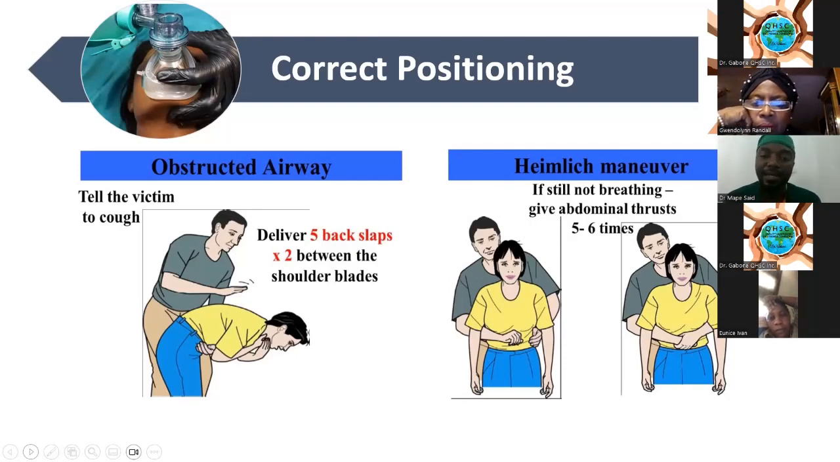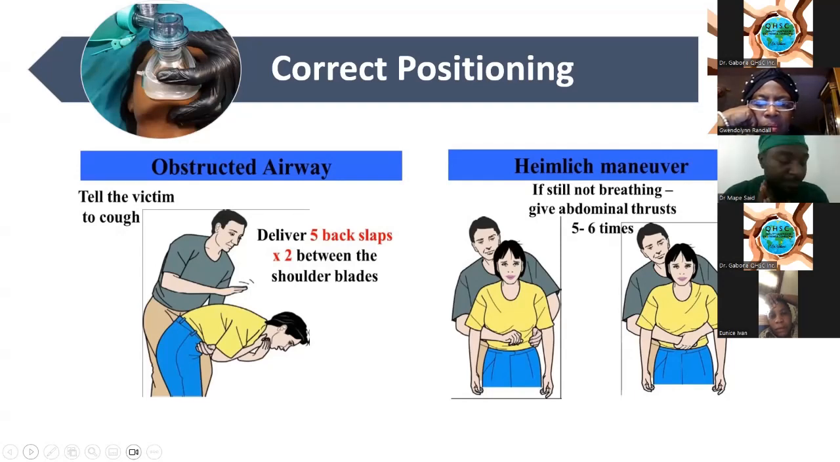You stand behind the victim, and you apply your forearms, making a thrust or applying pressure to the abdomen, so as to push out the obstruction. And this is done 5 to 6 times.